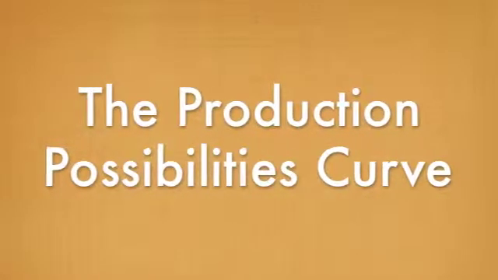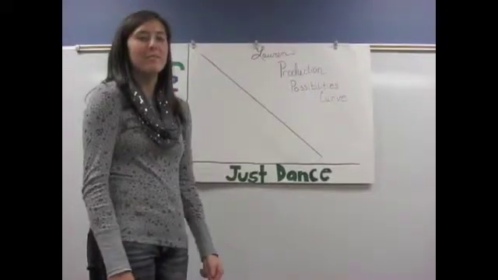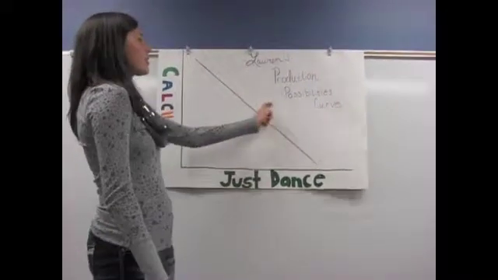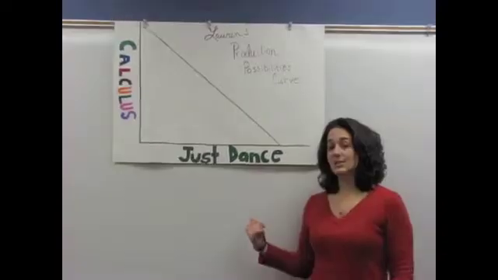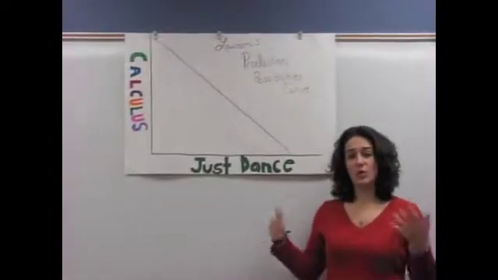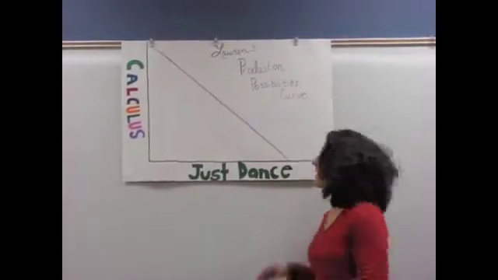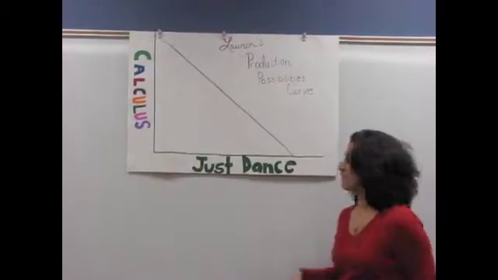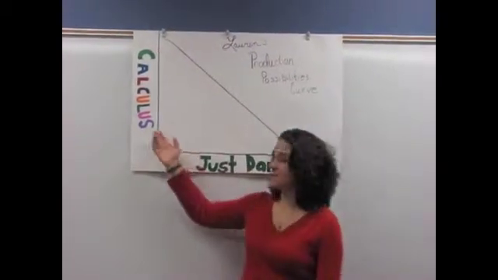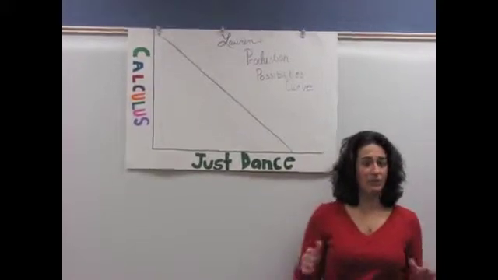This can be shown on a graph. This is the production possibilities curve. The production possibility curve shows at any given point what the economy is capable of making. Except this is for an individual person. Lauren has Just Dance and calculus as the two variables of her economy, the two outputs.